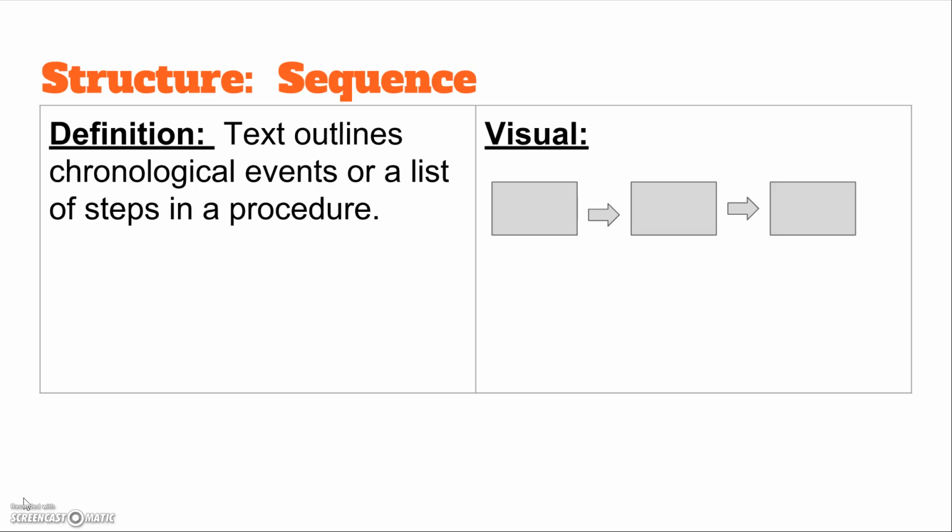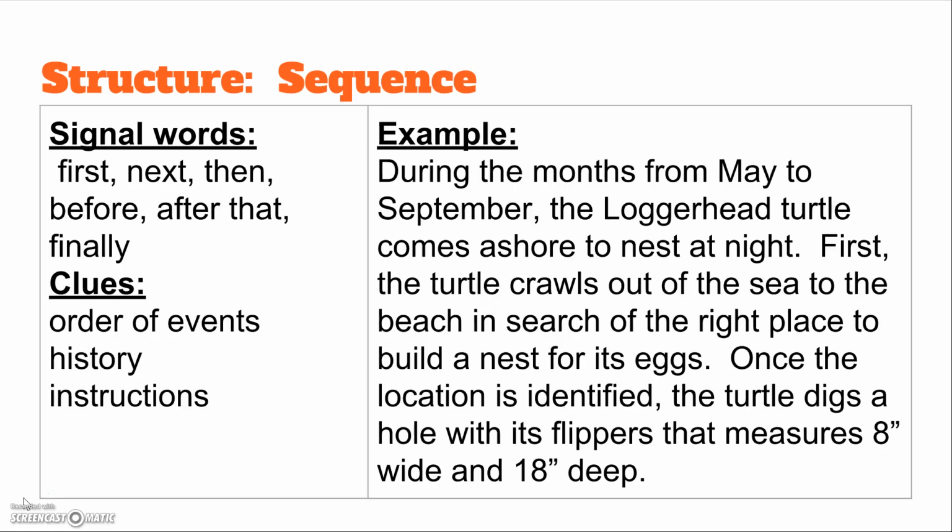The next structure we're going to look at today is sequence. This text outlines chronological events or a list of steps in a procedure. Words you might see: first, next, then, before, after that, finally. Clues might be the order of events, a history section, or instructions.